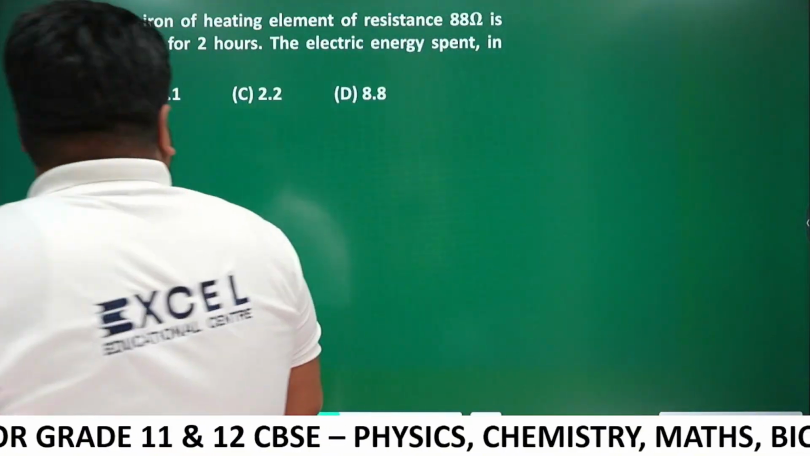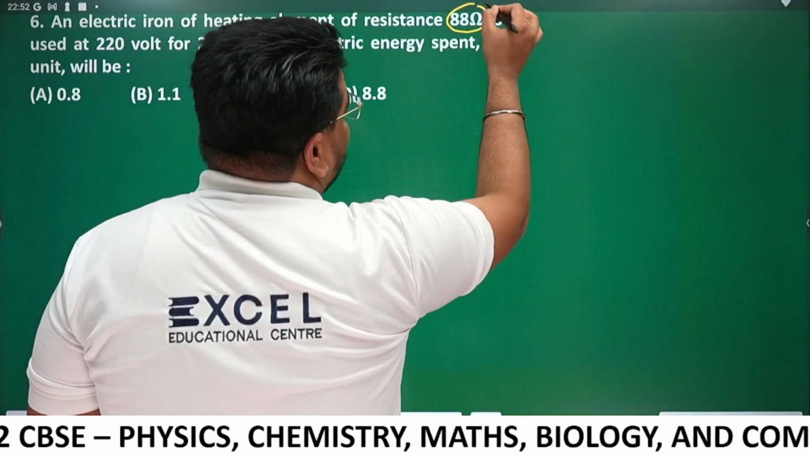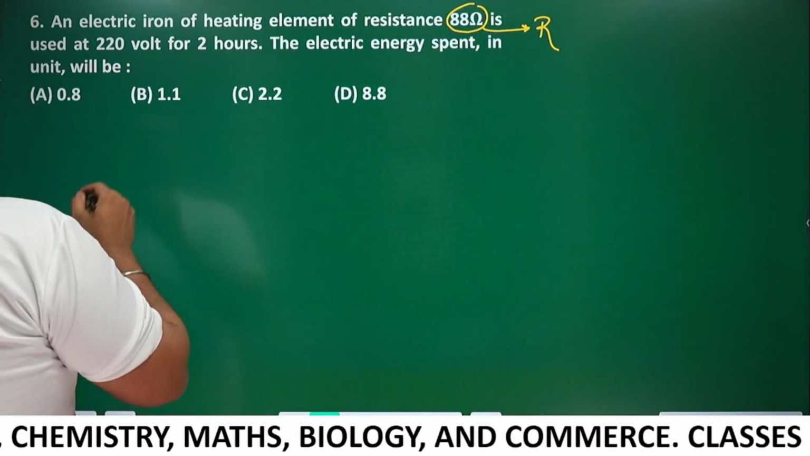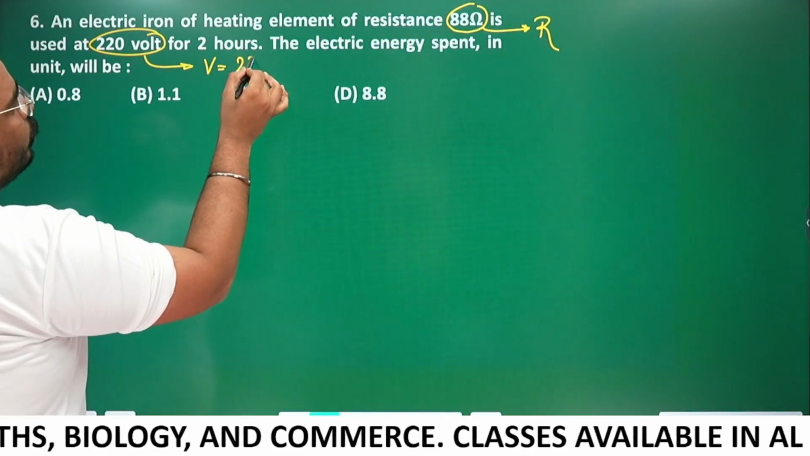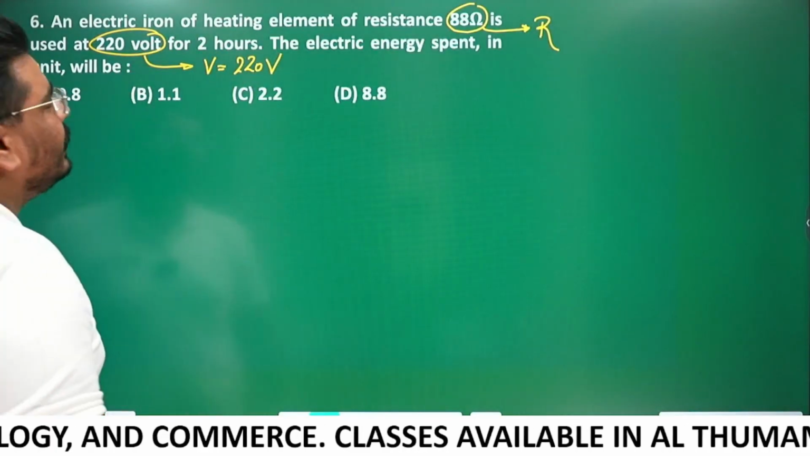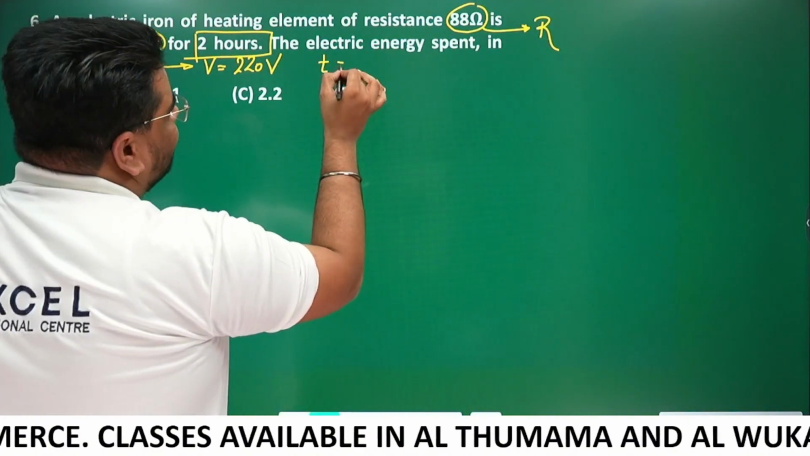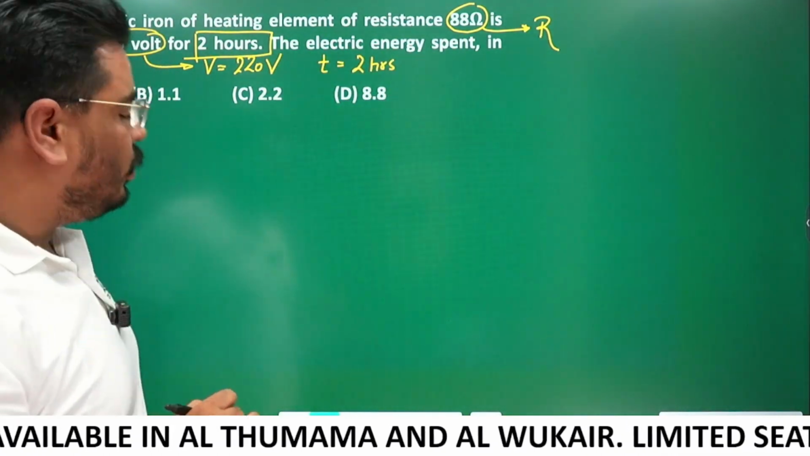An electric iron of heating element of resistance 88 ohm. So resistance is given? Yes. You can say the resistance is R. Voltage is given, sir. This is connected across a voltage of 220 volt. Easy. For 2 hours. Time is also mentioned. Yes. Time is 2 hours. The electric energy spent in unit will be.